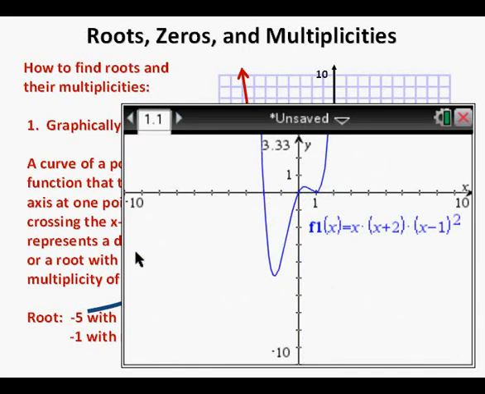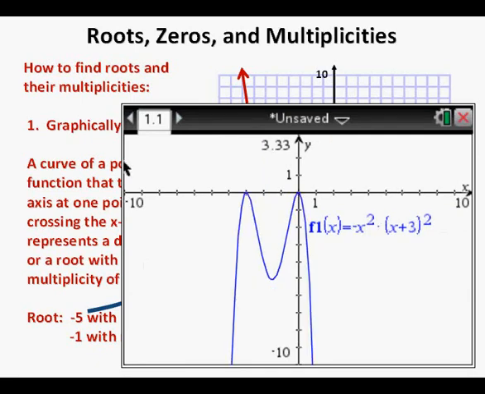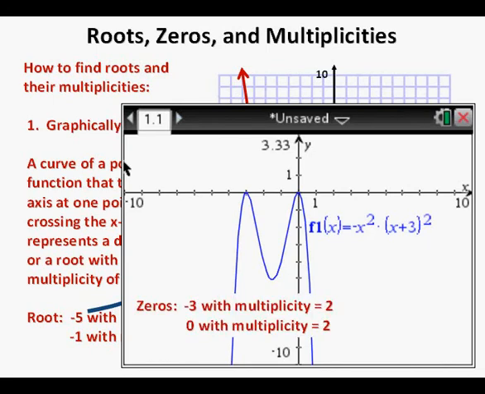And here we have a quartic function graphed here. In this example, we have a root with multiplicity 2 at x equals 1, a root with multiplicity 1 at x equals 0, and a root with multiplicity 1 at x equals -2. We can also have a quartic function with 2 double roots, like this function. We have a root of x equals -3 with a multiplicity of 2, and a root of x equals 0 with a multiplicity of 2.